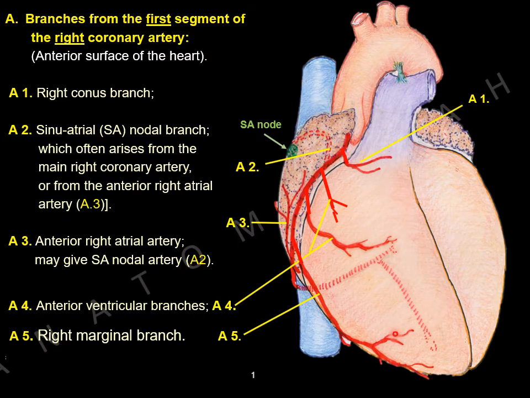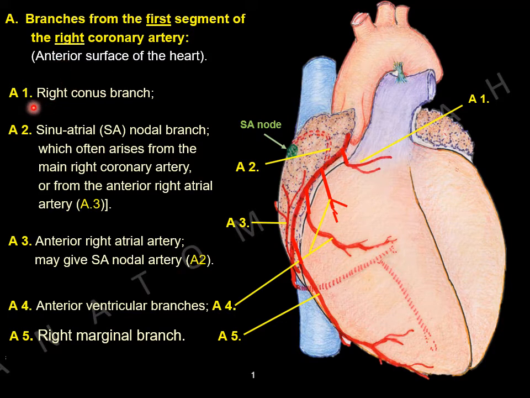This is anterior view of the heart. This is anterior aortic sinus. This is right coronary artery coming down along the anterior atrioventricular groove, reaching up to the right inferior border of the heart. So this is the first segment of the right coronary artery. Now let's talk about branches from the first segment of the right coronary artery.